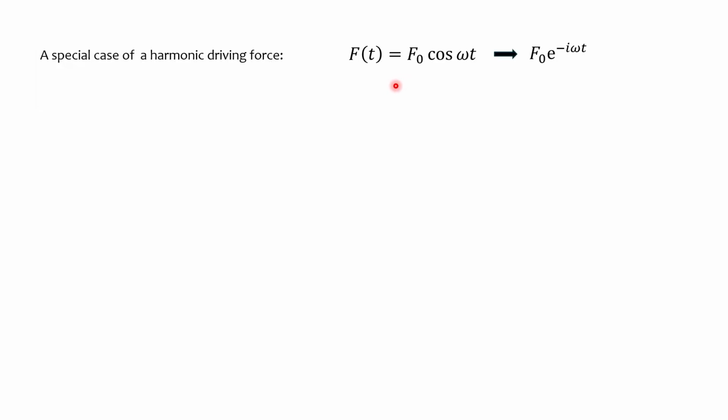Okay, let's consider the special case of a harmonic driving force. We can express it using, for example, cosine function. And now if you remember from the first video, we discussed that harmonic functions can be written using Euler's formula as complex exponential functions. Working with complex exponential functions is easier than working with trigonometric functions like sine and cosine. So we will use complex exponentials now because it will simplify the math. However, we will keep in mind that only the real part of this complex function has physical meaning.